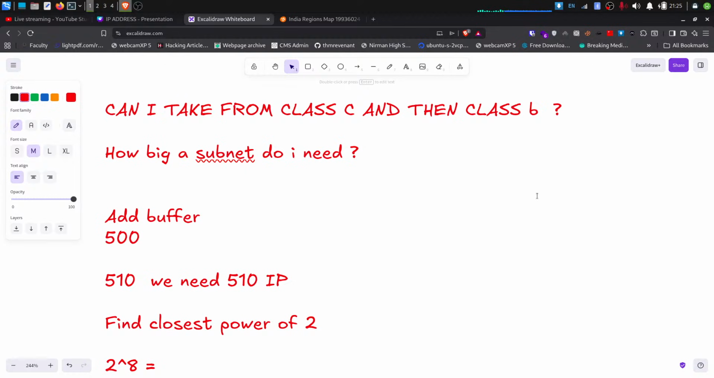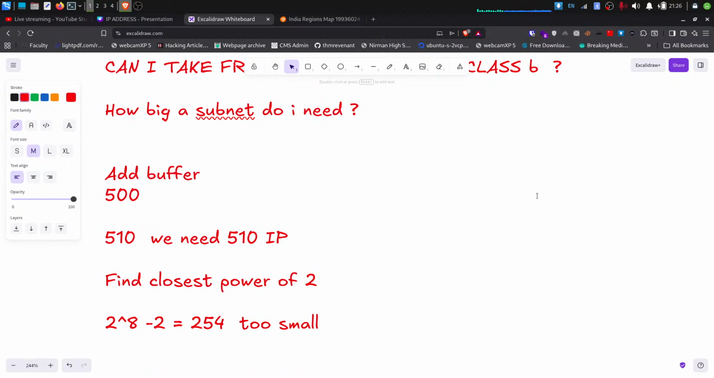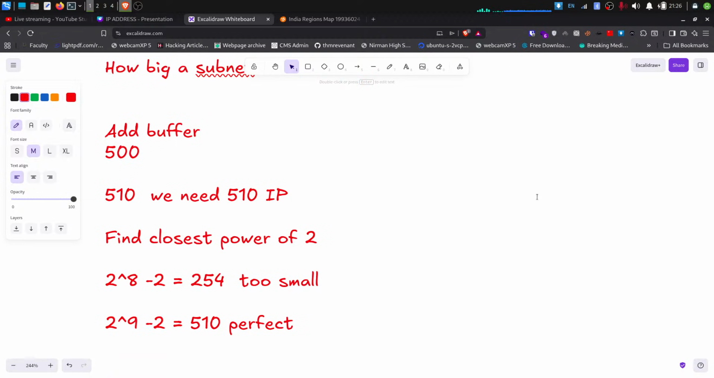are being reserved, so you actually can't use that. Okay. Now, if I do just this thing, 2 to the power 8 minus 2, you get 254, and actually 254 is too small for our situation, right? So what I'll do here is 2 to the power 9 minus 2, and there you go, 510. This is the perfect condition we can find, the closest power of 2.